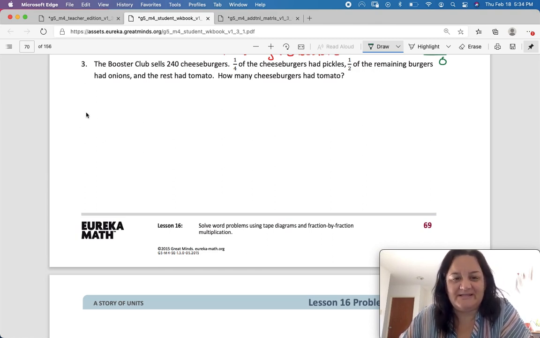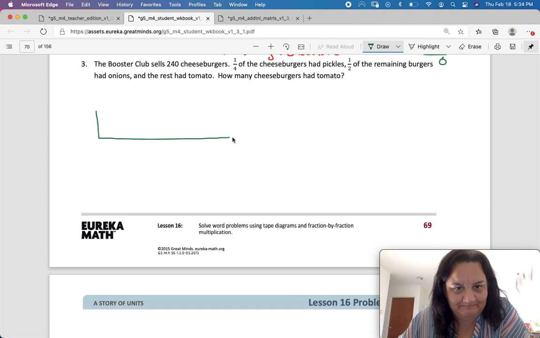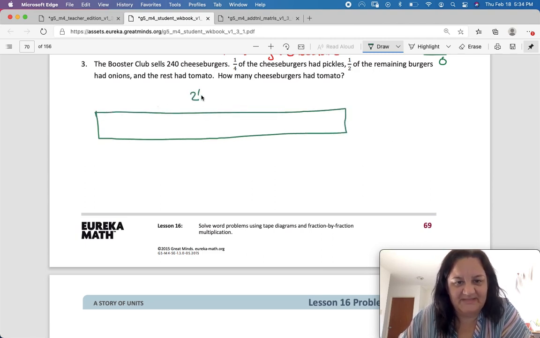The Booster Club sells 240 cheeseburgers. 1/4 of the cheeseburgers had pickles. I like pickles. Half of the remaining burgers had onions, and the rest had tomato. Okay, how many cheeseburgers had tomato? So, tape diagram. 240 cheeseburgers. They must have been selling them at a soccer game or something. That's a lot of burgers. Back when we didn't have quarantines and people could go to big public events.